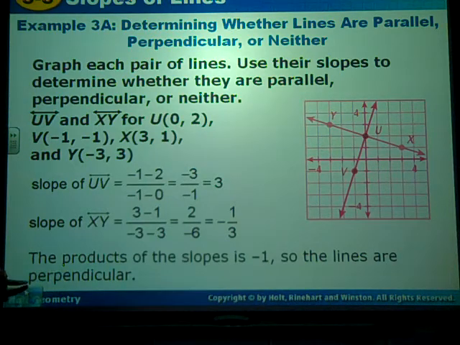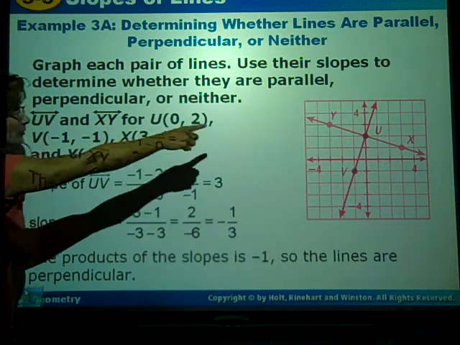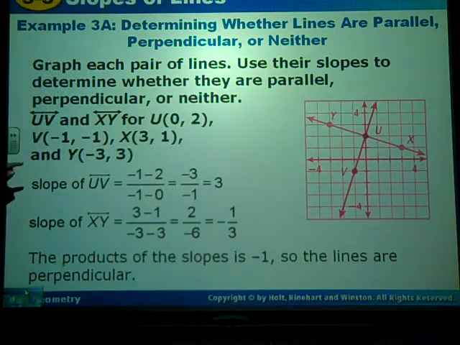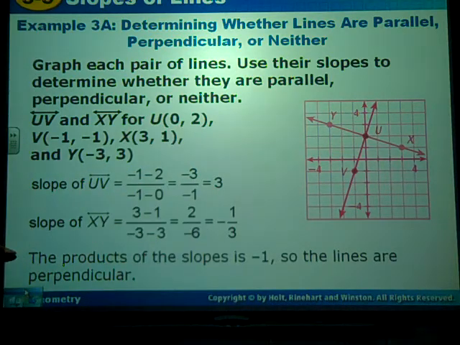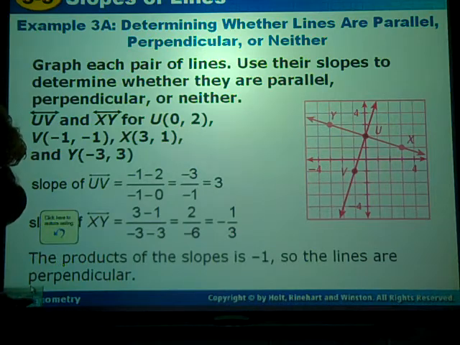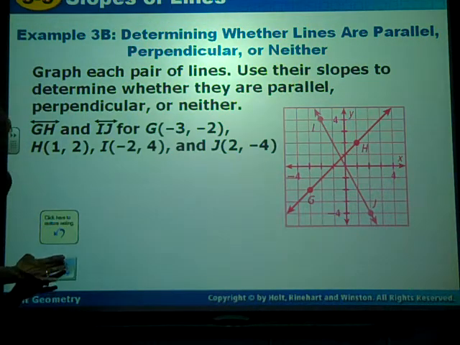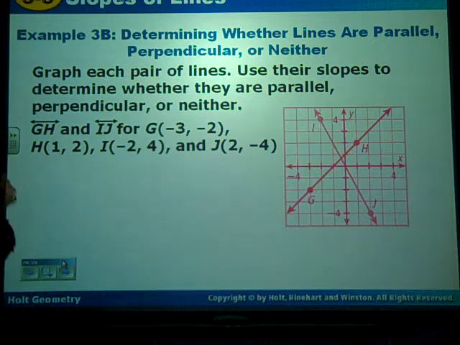And that's part of it. You have to say that. This is the answer, because it says graph them. That's the first thing you do. Then it says use the slopes to see if they're parallel, perpendicular, or neither. Well, you find the slopes, and then you need to analyze this. You need to look at these 2 answers you've got, make a conclusion, and state it in a sentence. The product of the slopes is -1, so the lines are perpendicular. So make sure that you're doing that.